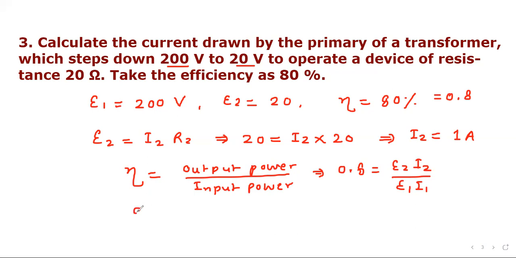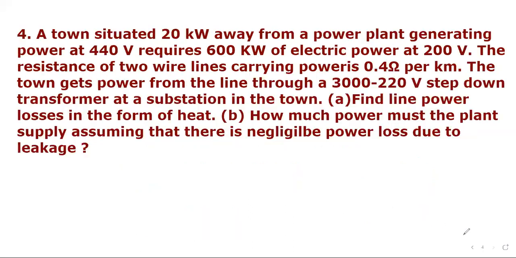So 8 by 10, that is 80%, means 0.8 equals 20 times I2, which is 1 ampere, divided by E1, which is 200 volt, into I1, which is to be found. From where we get I1 equal to 0.125 ampere. Now let's go to the next question.